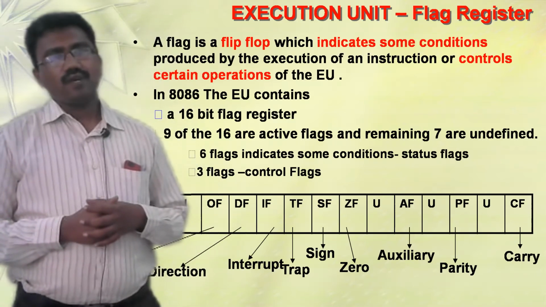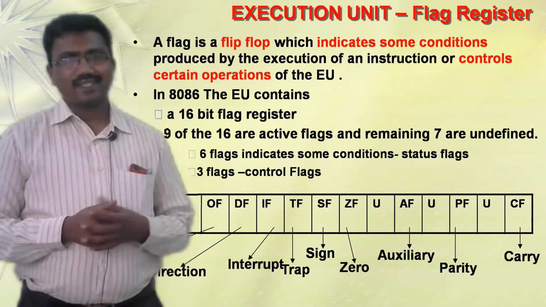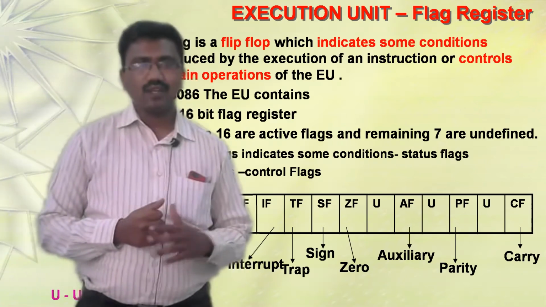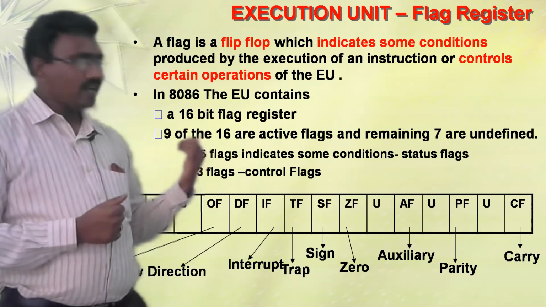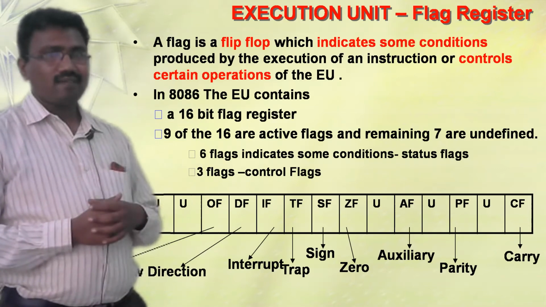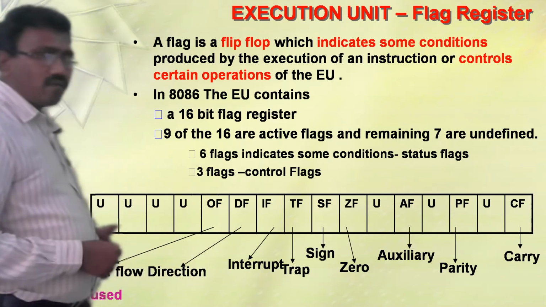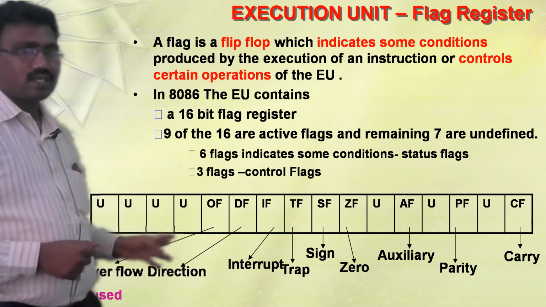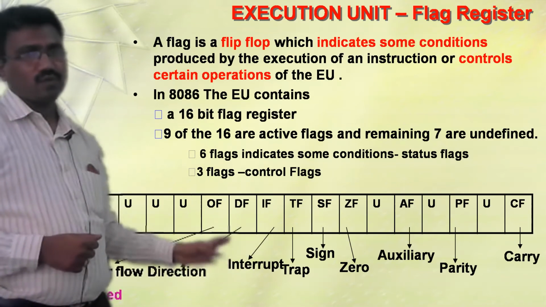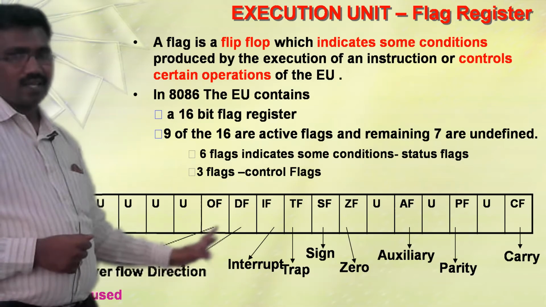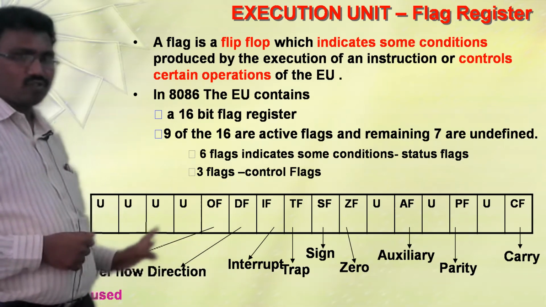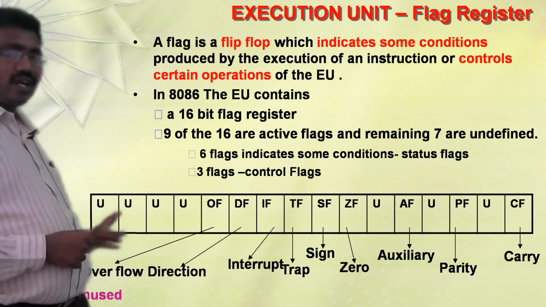Every different processor has its own number of flags. 8085 has 5 flags. 8086 has 9 flags. The length of the flag register is 16 bits. Out of 16 bits, we are using only 9 flags. The remaining 7 are unused. In this diagram, U indicates unused.